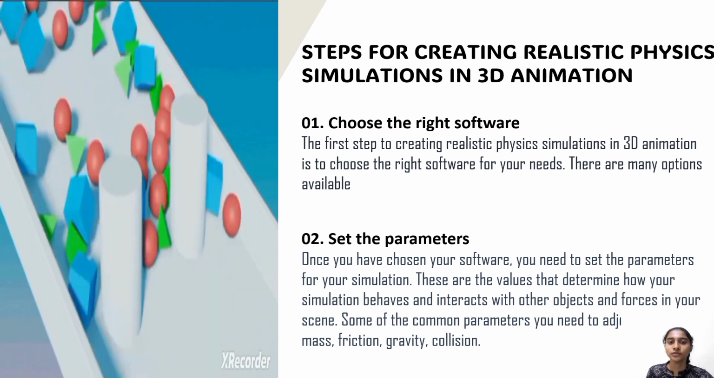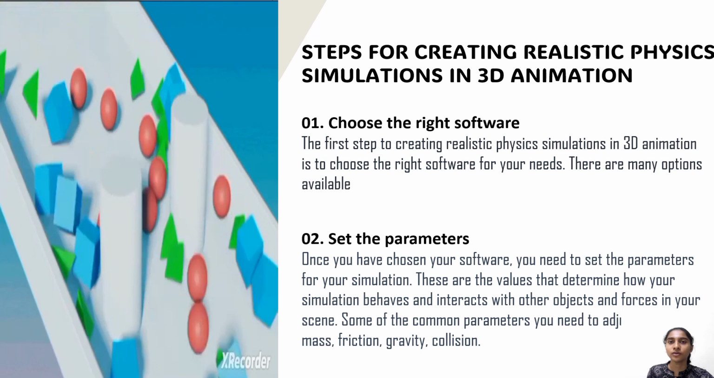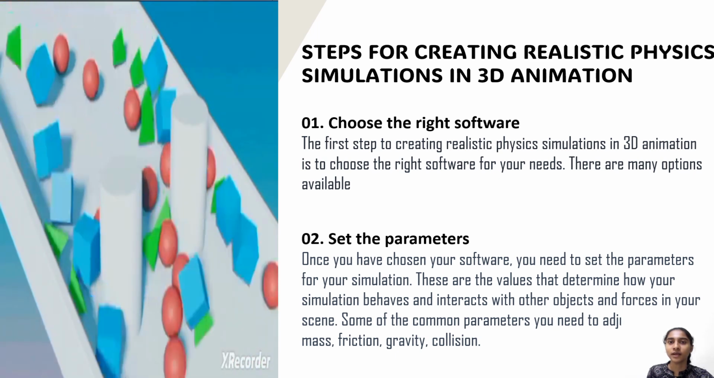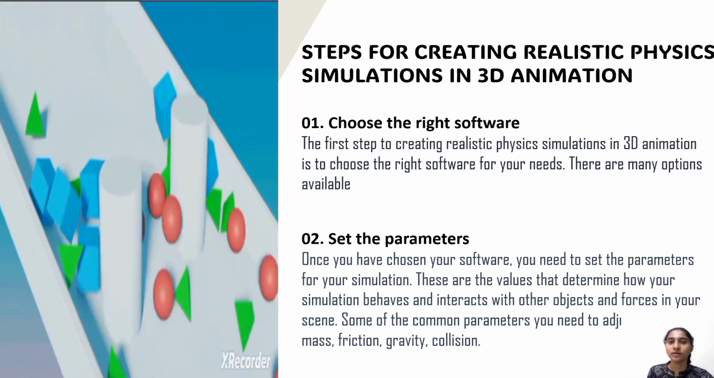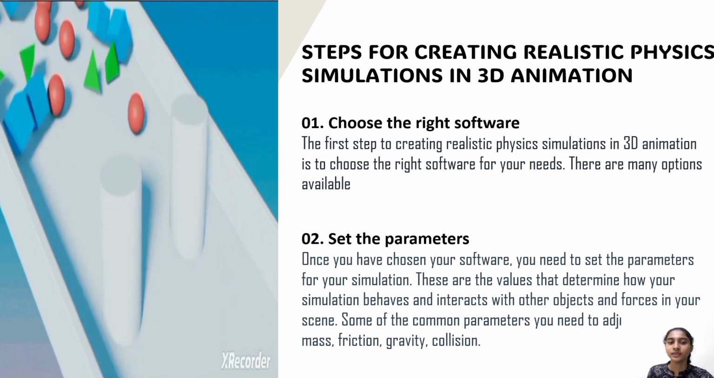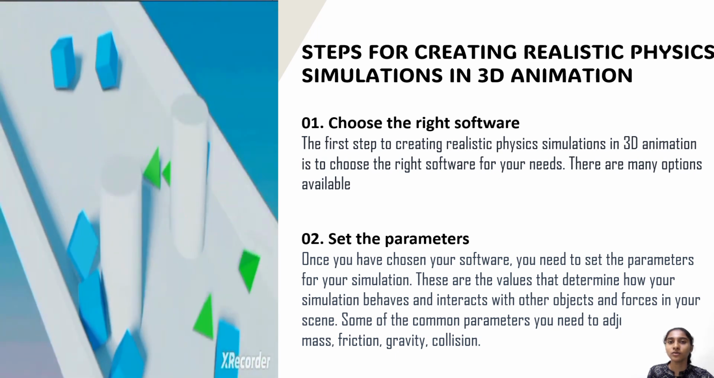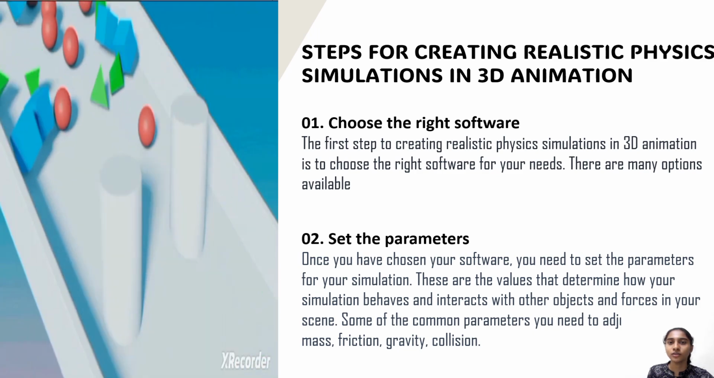Once you have chosen your software, you need to set the parameters for your simulation. These are the values that determine how your simulation behaves and interacts with other objects and forces in your scene. Some of the common parameters you need to adjust are the mass, friction, gravity, and the collision.